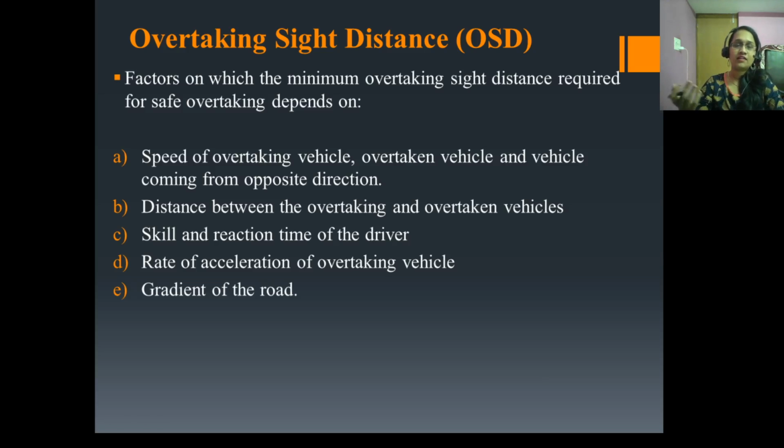What are the factors on which the minimum overtaking sight distance required for safe overtaking depends? It depends on various factors such as the speed of the overtaking vehicle, the overtaken vehicle, and the vehicle coming from the opposite direction. Next, it depends upon the distance between the overtaking and the overtaken vehicles. Then the skill and the reaction time of the driver. Then the rate of acceleration of the overtaking vehicle and the gradient of the road.